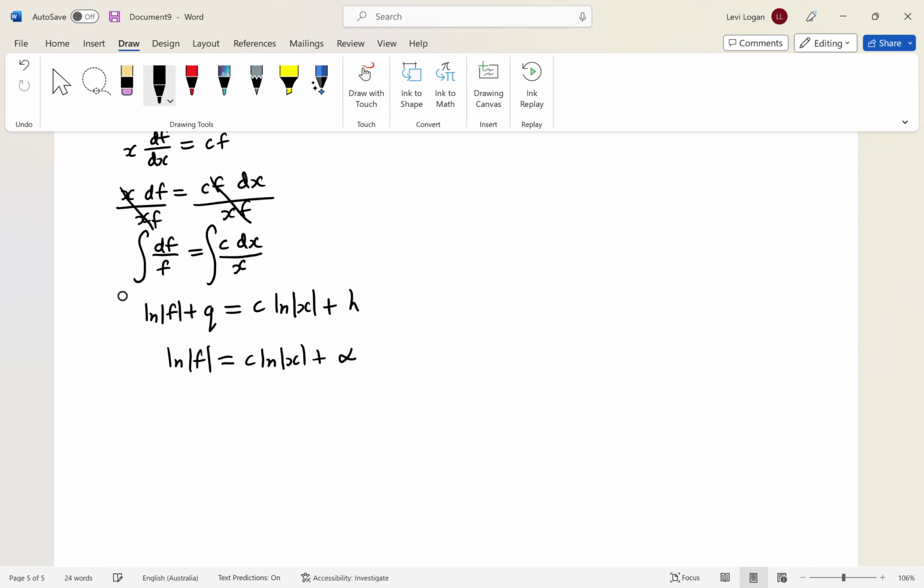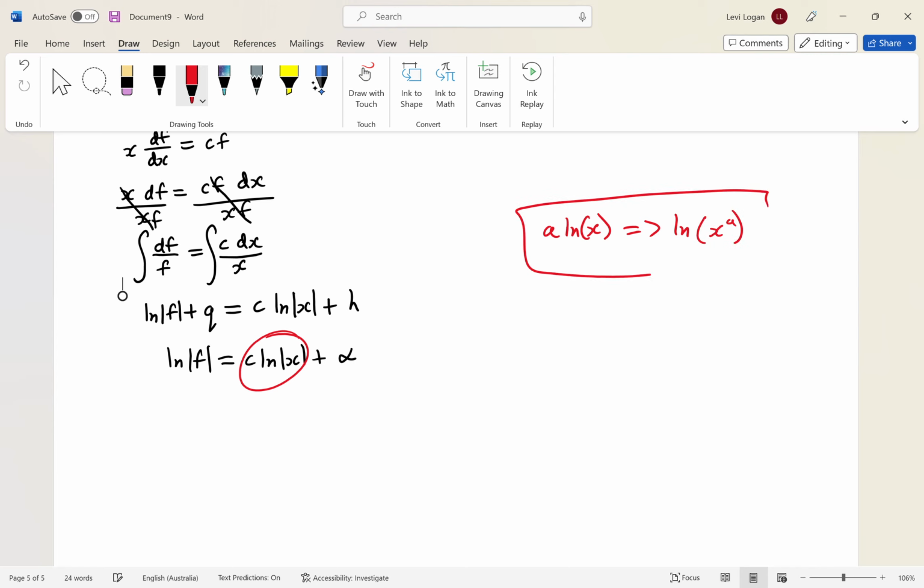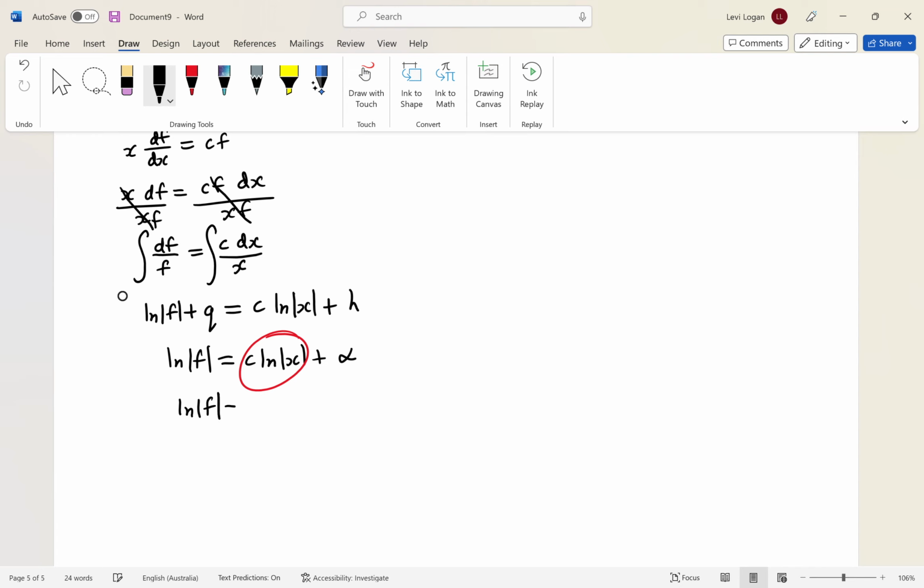Okay. I'm going to apply my log laws here. So if you have a constant in front of log of x, that is the same as natural log of x to the a, okay? My computer's lagging, sorry. So applying that log law to this spot here, I'll have log of f equal to log of x to the c plus alpha.